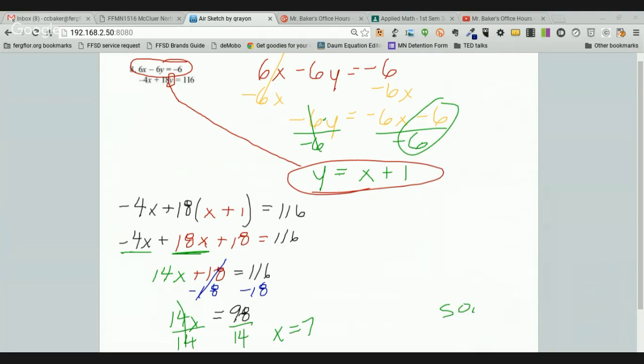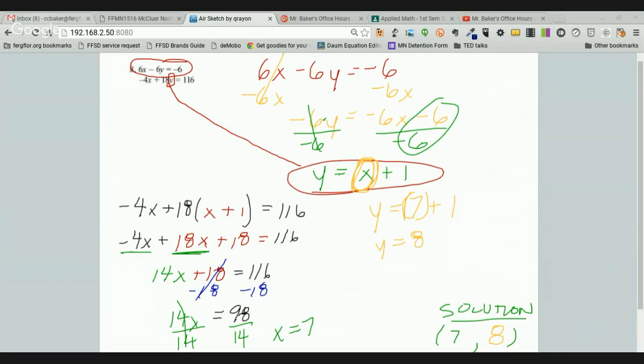Let's plug that into our solution. And we need a y. I'm going to take my x and put it right here, because this equation is already solved for y, so that will save me any algebra. Y equals 7 plus 1. I plug my x in right there. Y equals 8. And you're solved.